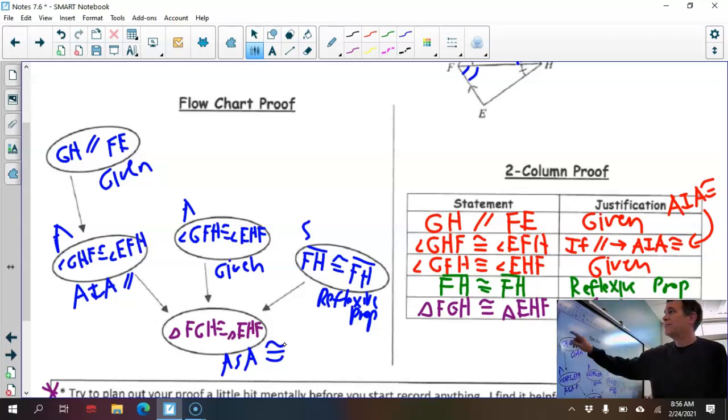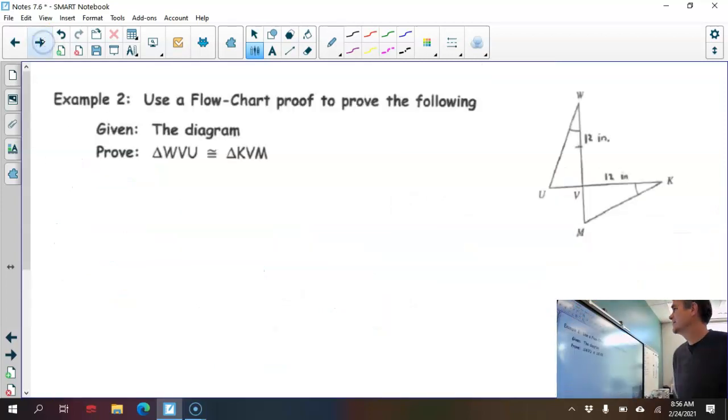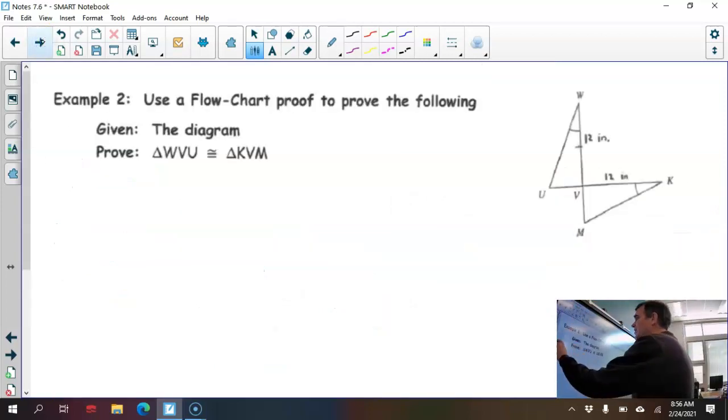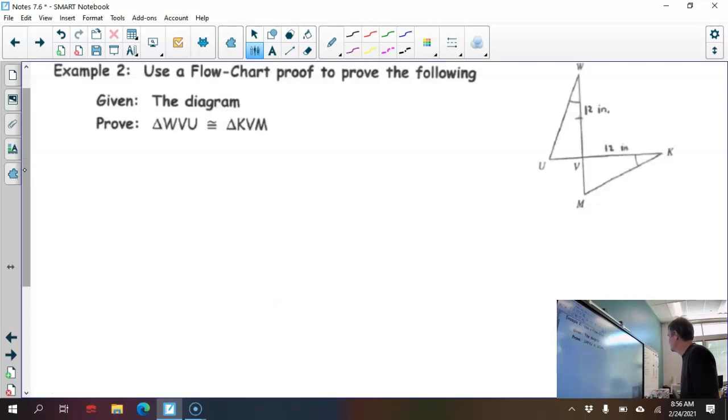We're going to practice one more of those. Let's go to the back. So we are going to use a flow chart to prove that these two triangles are congruent. So I'm given the diagram, which means I'm given all the measurements and the markings in the diagram. All right, so like I said, I'm going to start at the bottom and work my way up.